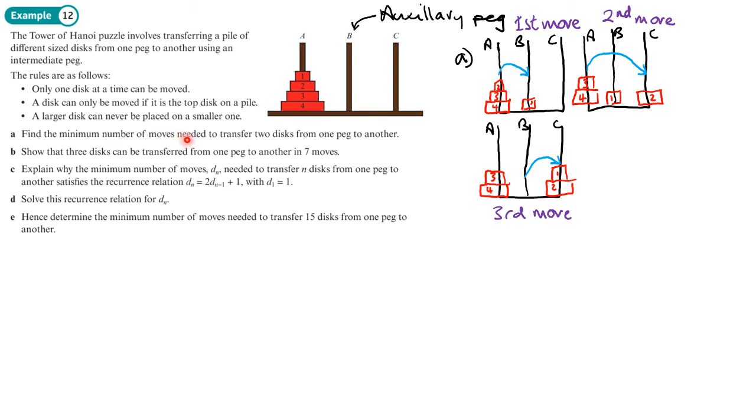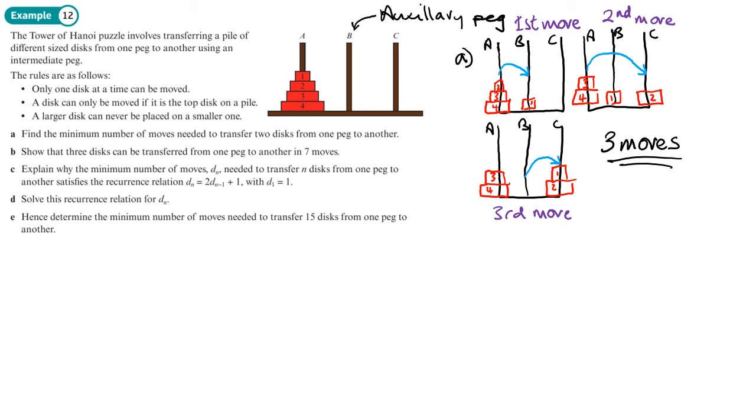So the minimum number of moves needed to move 2 discs from one peg to another is going to be 3 moves. It cannot be done in any less than that. And you can see that we've used peg B as this auxiliary peg where we're just storing 1 so that we can move 2 and then we'll move 1 on top of it.